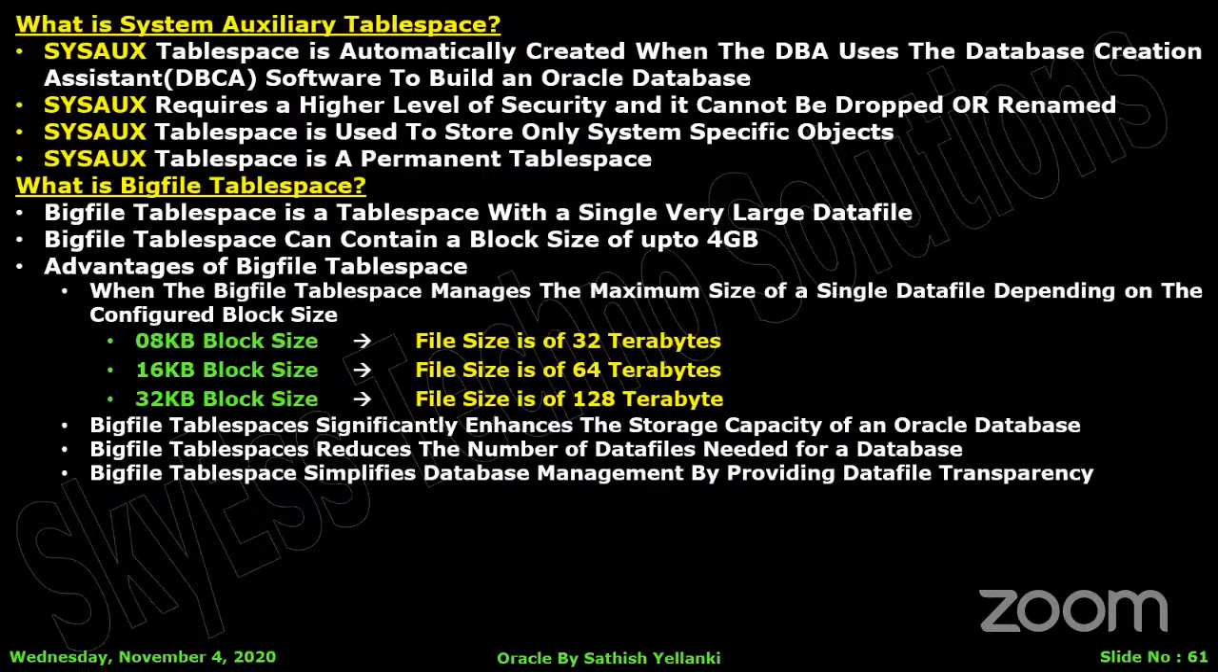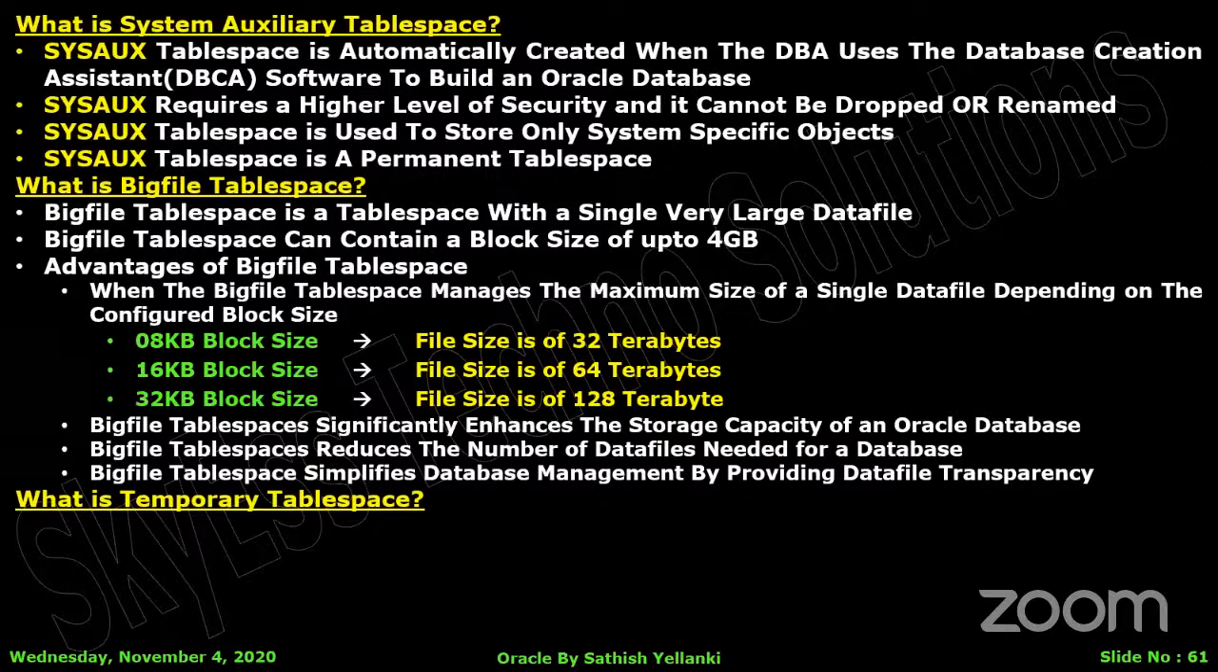Big file table spaces are configured by the DBA according to the size and the growth of your database. But system table space and system auxiliary table space are compulsory, and every database management system software like Oracle, once it's configured, has its own temporary table space. This temporary table space is very, very important in your Oracle.